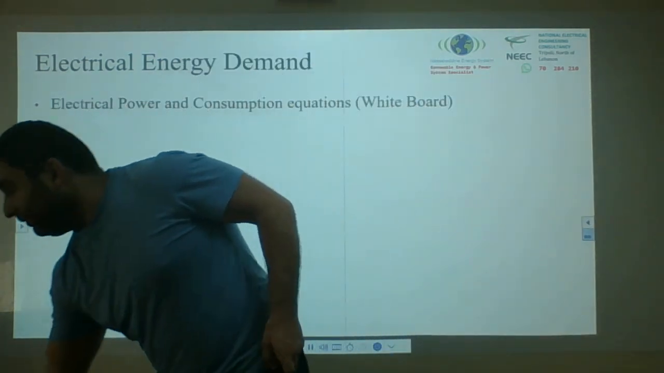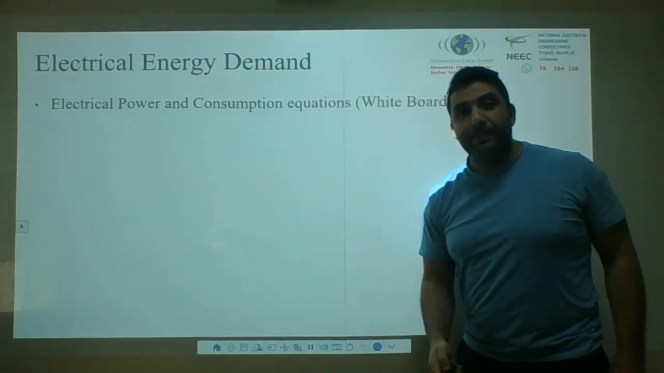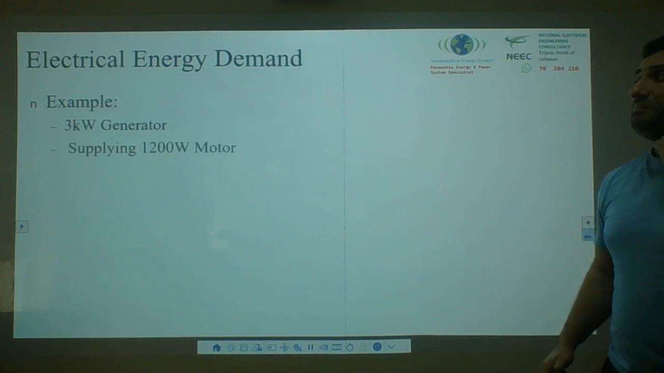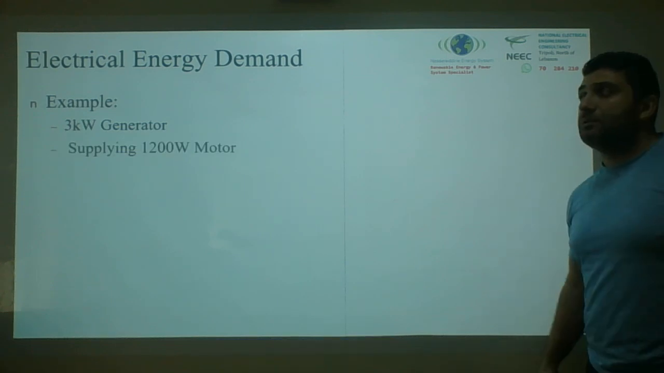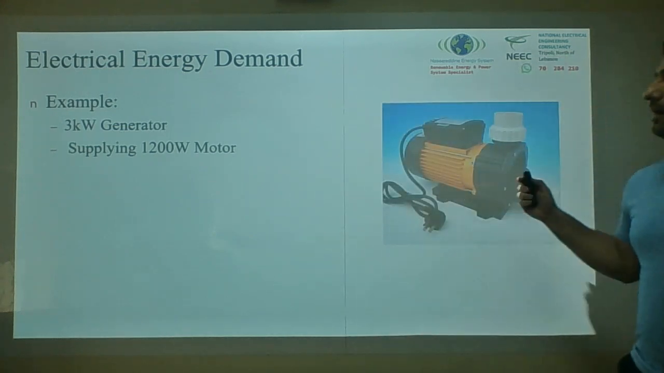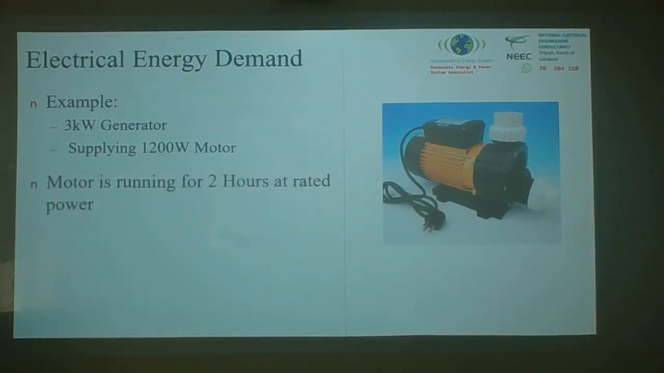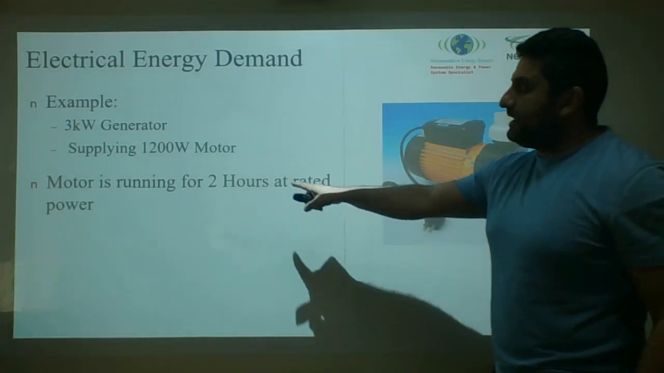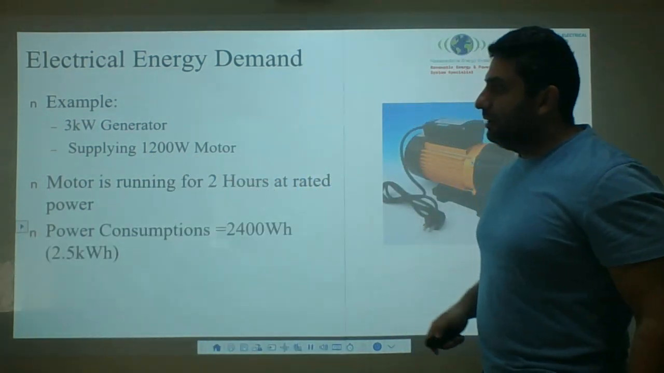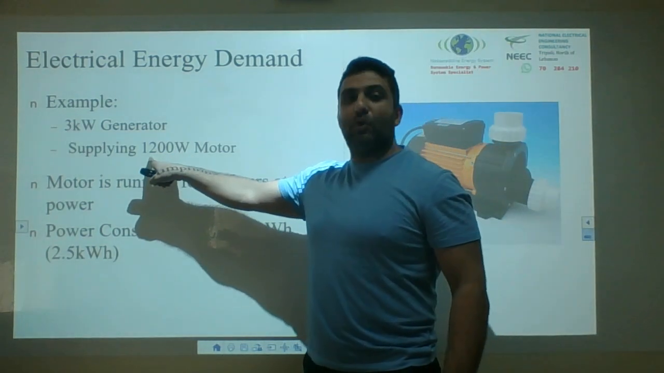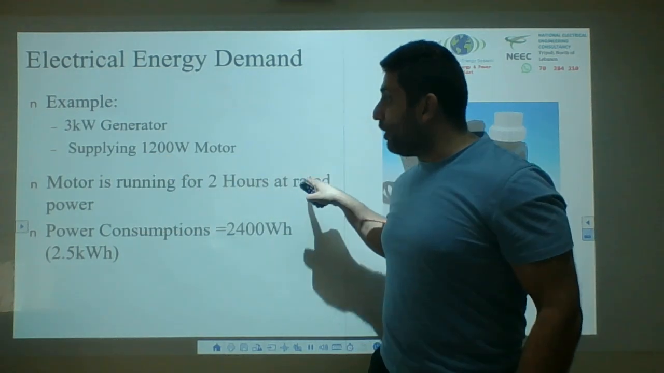Let me give you one more example. I have a 3 kilowatt generator supplying a 1200 watt motor, a water pump, for example. The motor is running for 2 hours at rated power. Because now I set a rated power, the power consumption is 2 multiplied by 1200.